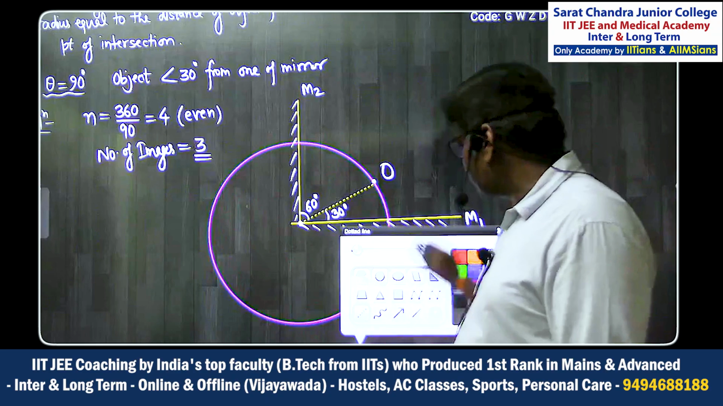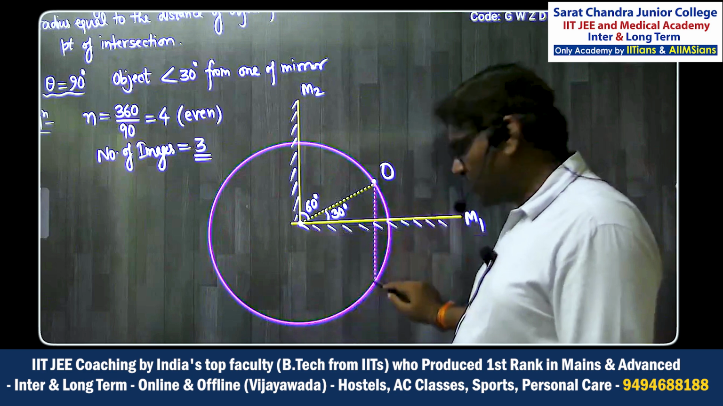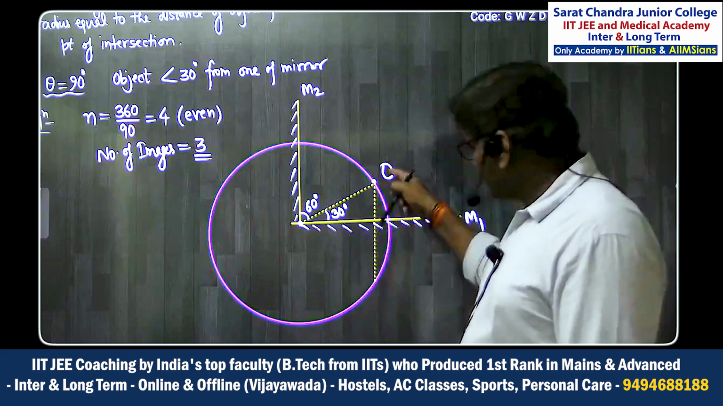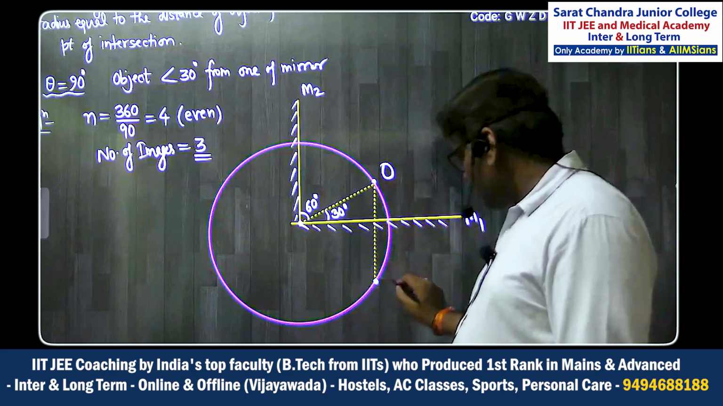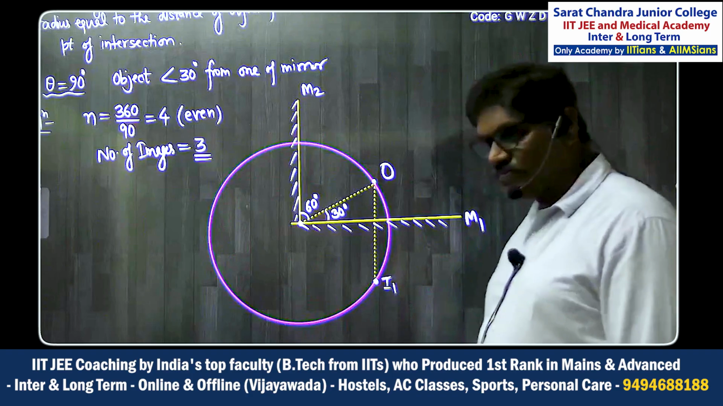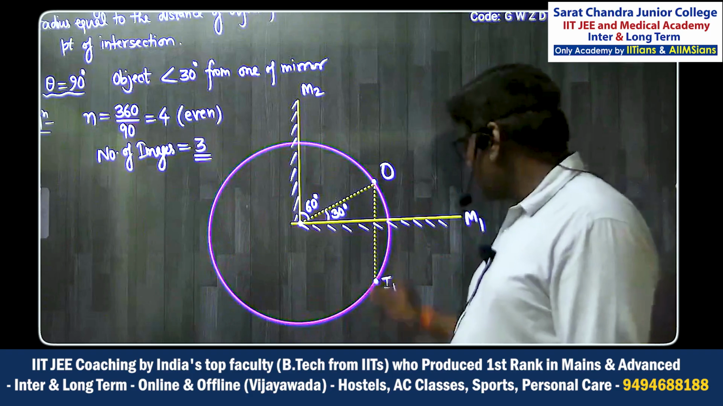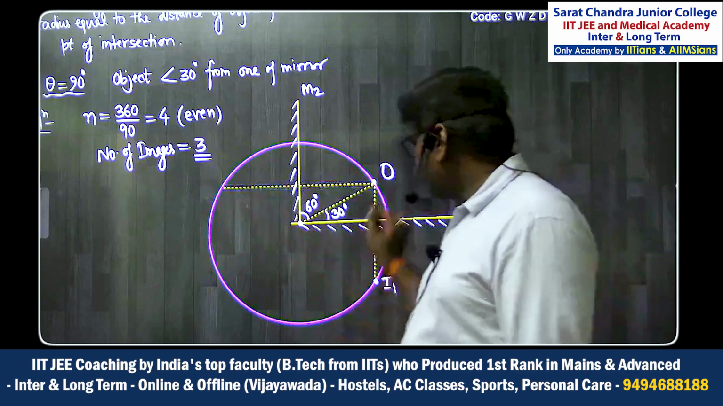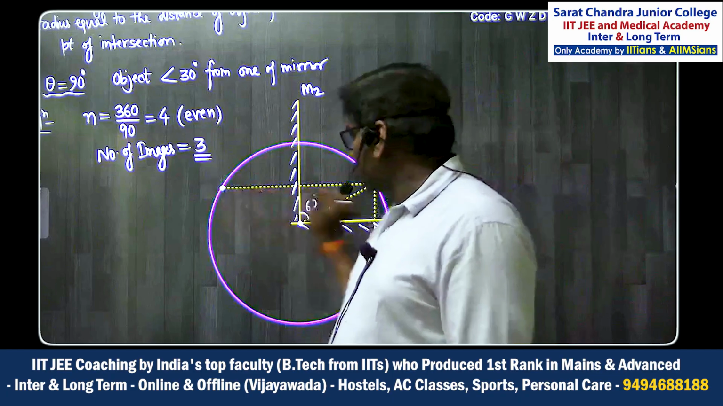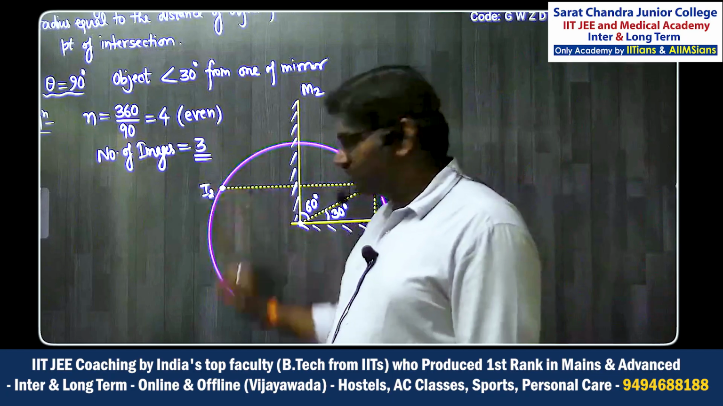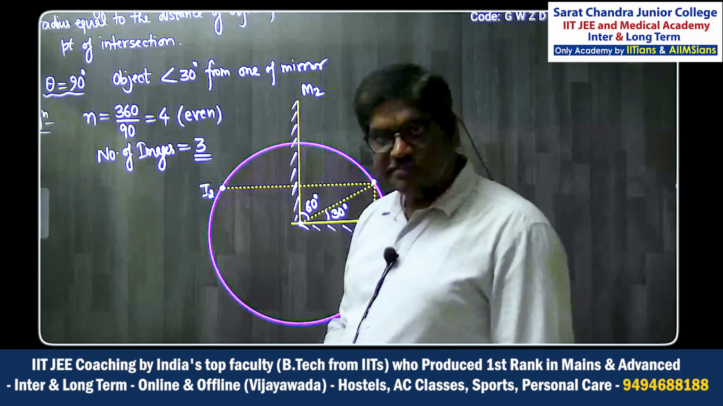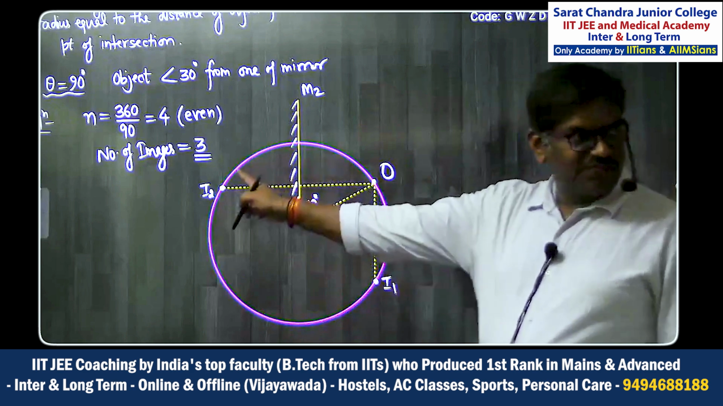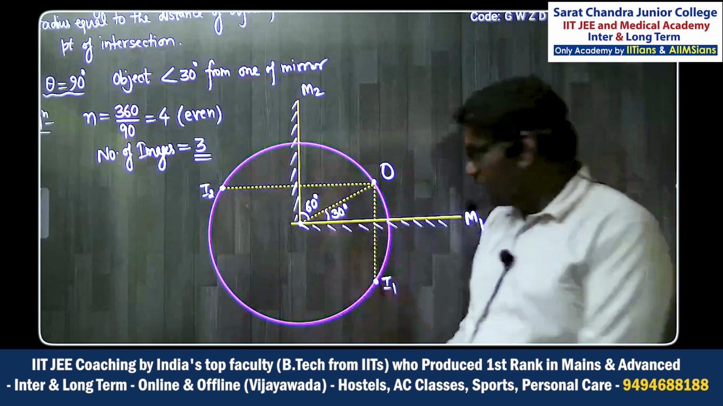So see how to draw images. Draw one line. It will be equidistant. So the image which is formed of O by M1 is this, I1. Understand? Then draw one straight line again. The image which is formed on this circle will be this, the image I2. Do you understand that? What is this I1? Image of the object formed by M1. What is this I2? Image formed by M2. Correct?